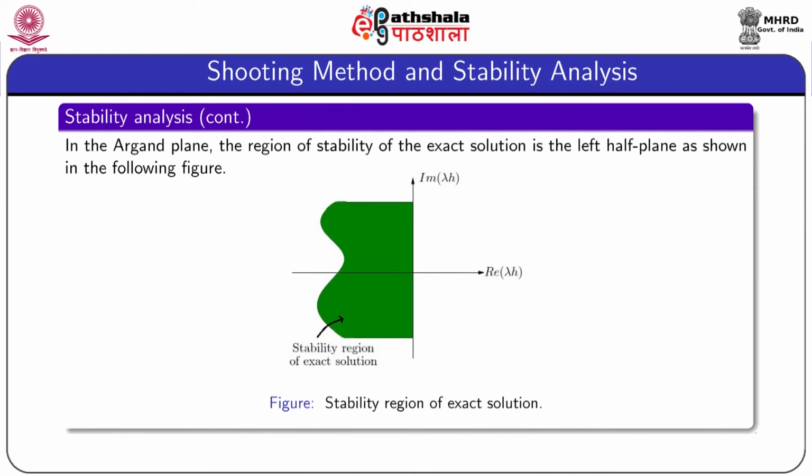In this diagram, the stability region for the exact solution is shown by the green region. That means the stability region for the exact solution is the left half part of the imaginary axis, Im lambda h, and within this region the exact solution remains bounded for any values of lambda h, where lambda h lies in this region.